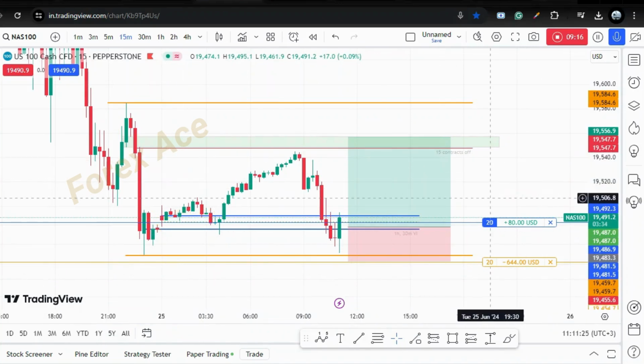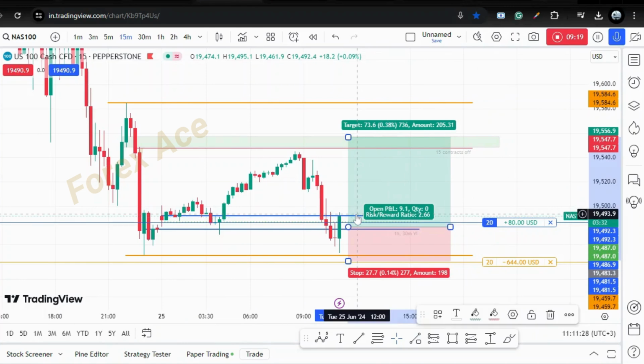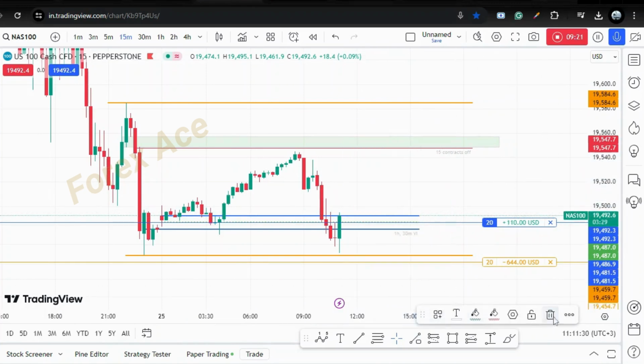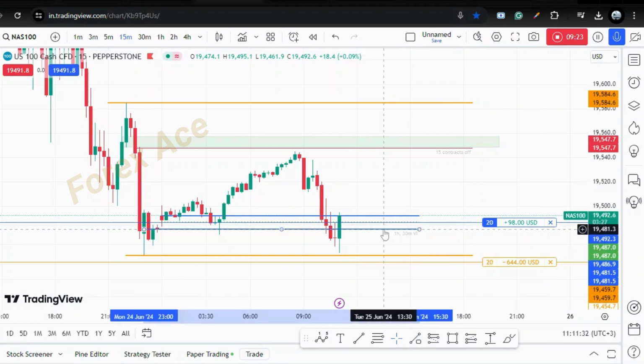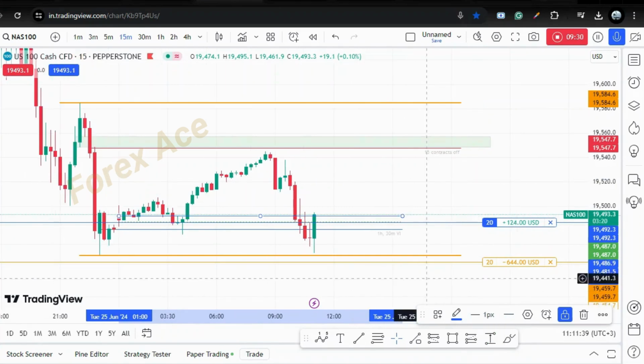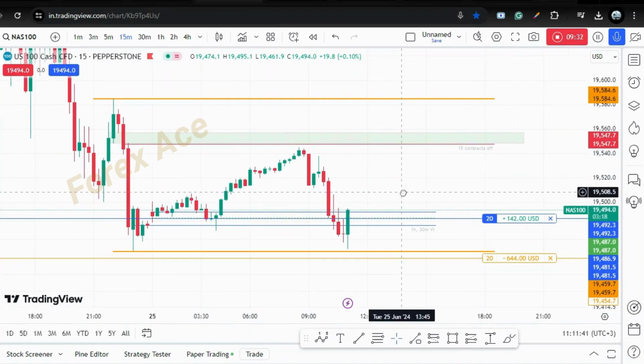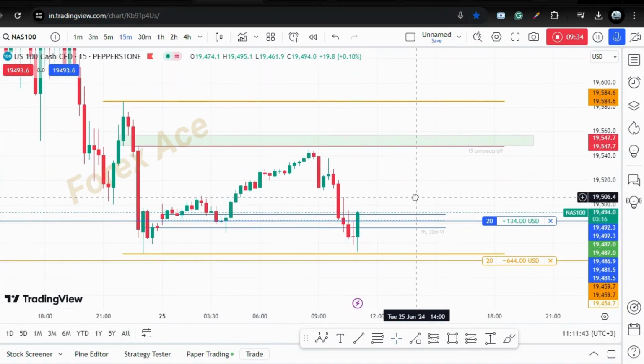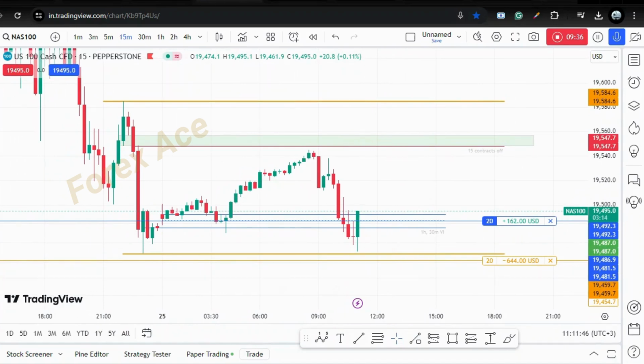I just want us to have the chart as plain as possible. So, okay, I'm going to remove this. And I'm going to reduce this to 1 pixel. I'm just going to add another position in my live account.